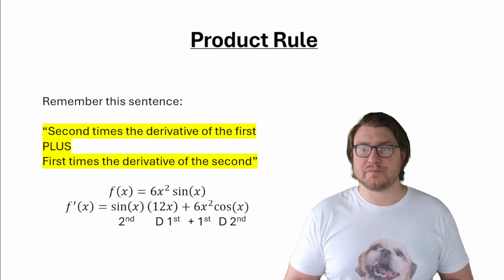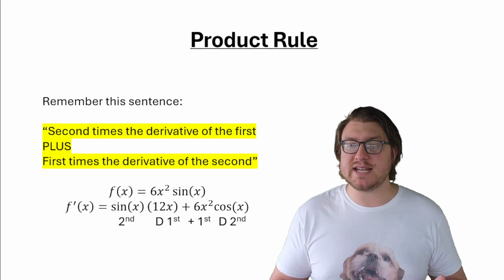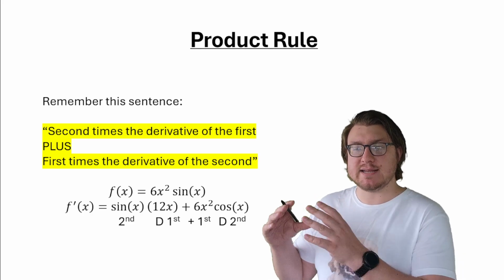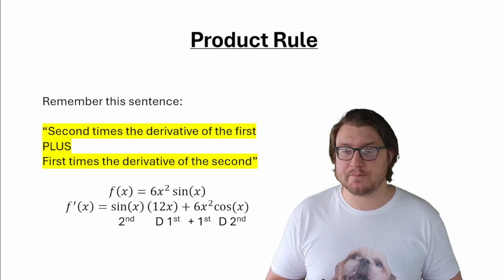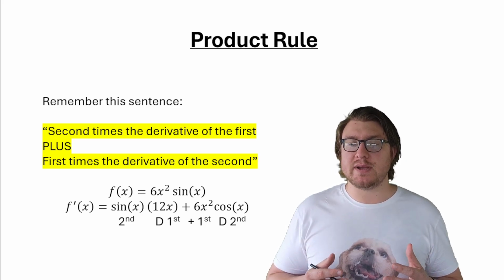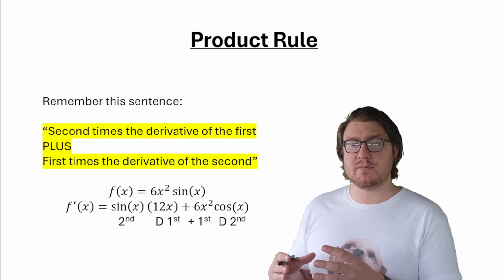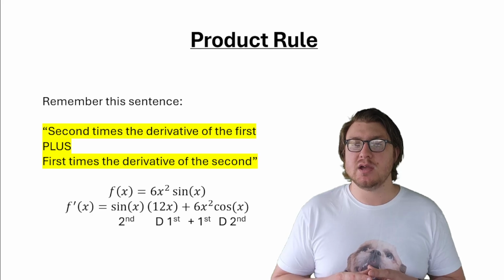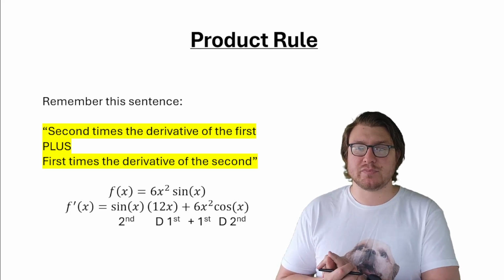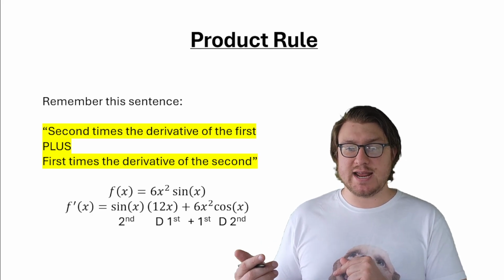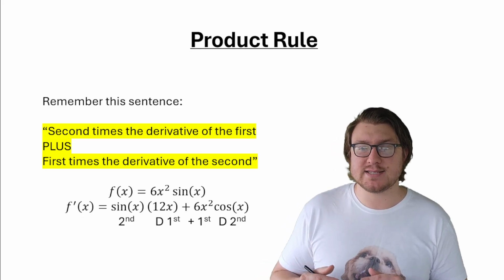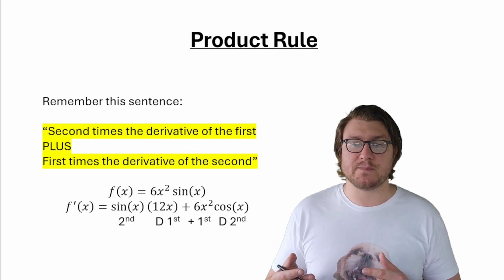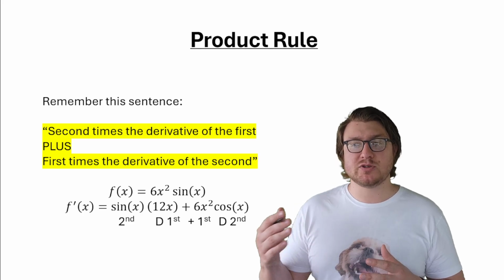So let's do an example. Here we have f of x is equal to 6x squared times sine x. And here we see we have something with x squared and sine x. They're two separate functions with an x multiplied together. Well, our first term is 6x squared. Our second term is going to be sine of x. So let's apply our rule from above. So the second, which is sine x, times the derivative of the first, which is 12x, plus the first, copying 6x squared, times the derivative of the second, which becomes cosine x.